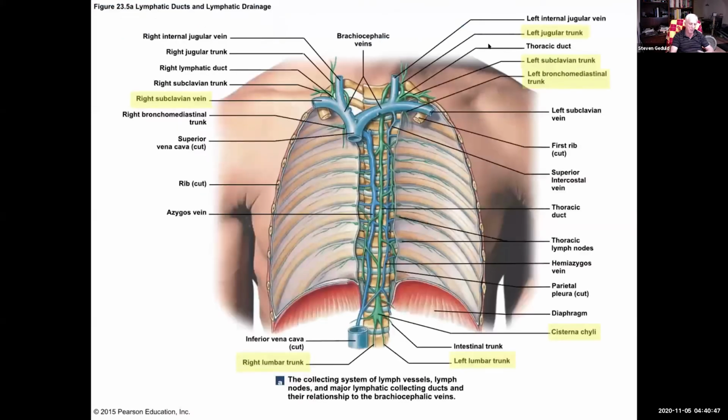Okay, and they both drain into... Here's where your thoracic duct is. This is the cisterna chyli. That's the beginning of your thoracic duct, where it's formed from. And this all comes up and drains into the thoracic duct. And the right lymphatic duct drains in from this side, both into the superior vena cava.